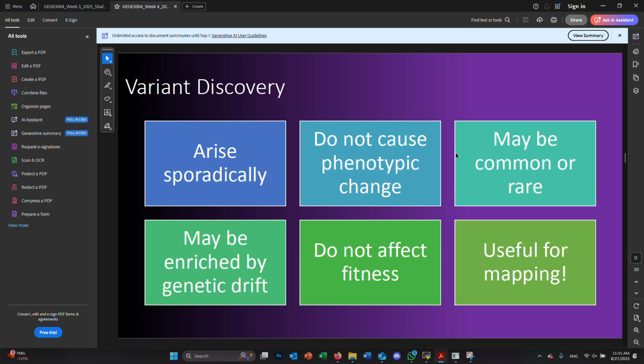The vast majority of variants do not cause phenotypic change, or at least as far as we know they don't as of today, right? They often start off as very rare, and then they become more common due to an evolutionary process like genetic drift or selection. So while they may be enriched by genetic drift, they generally don't affect the fitness of an organism, so they can come and go with population dynamics. So most variants, as far as we know, don't really do anything that affects the phenotype or affects the individual substantially. In fact, a lot of them can be lethal if they do something.